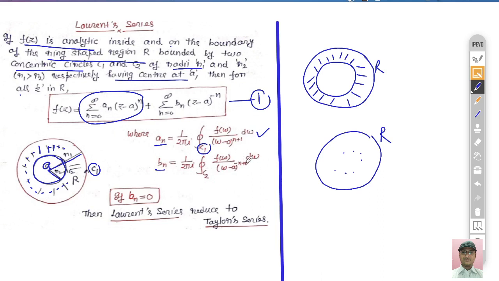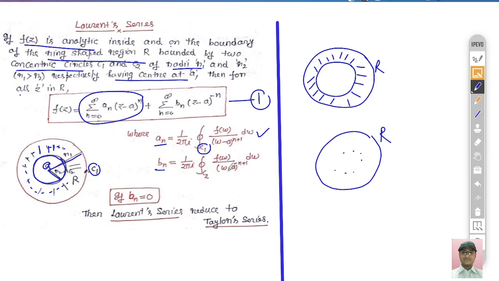What is the difference between these two? The only difference is this power, right? Here for this we have to take positive n, and for the b_n we take negative. The reason is very clear, because if we put positive for this case also, we cannot define it inside this region, because at that point the function is not analytic.